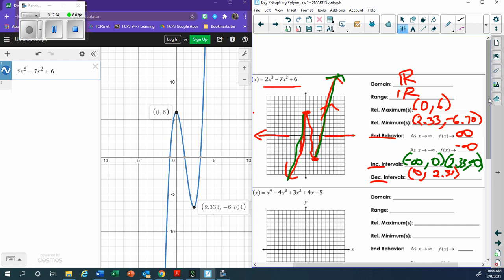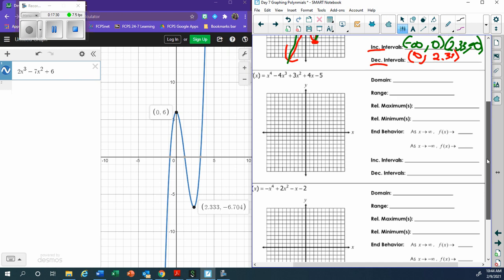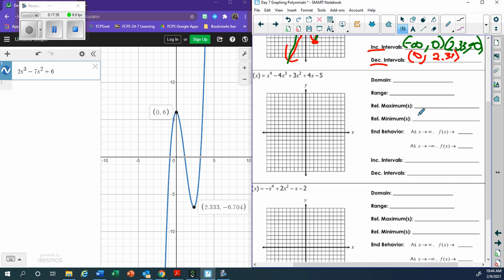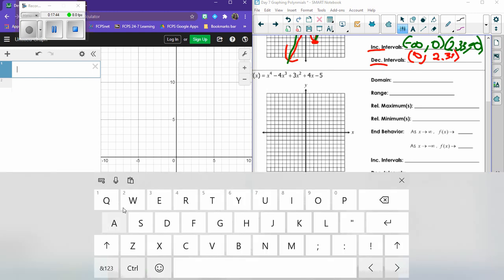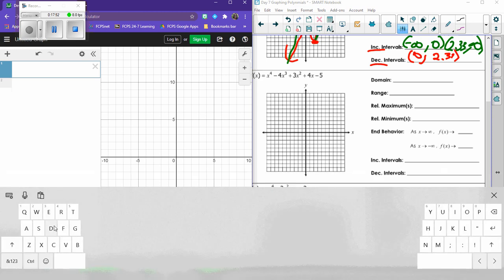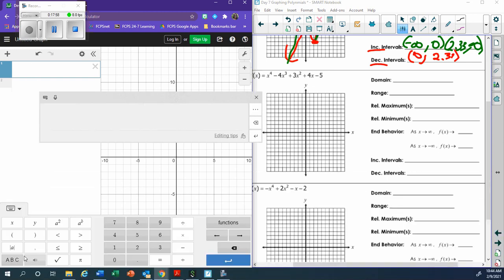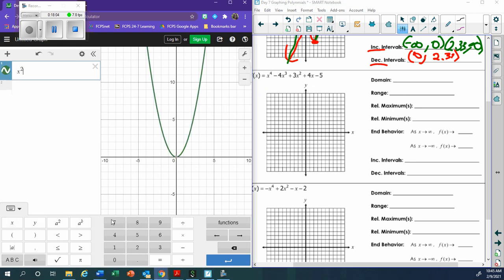All right, let's do the second one. What I will do is I will pause after we graph it, and then you'll do this, and then you'll tell me, okay? So now everybody go ahead into your Desmos and graph this. So we're gonna put x to the power of 4.